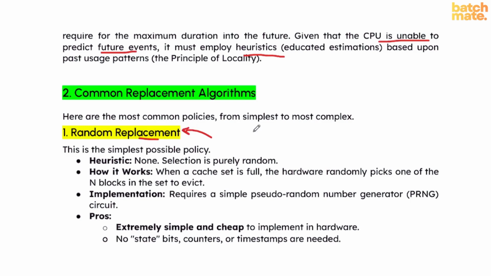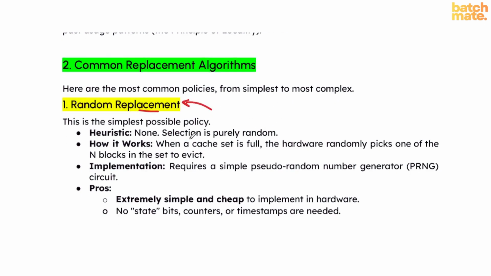Random replacement. What is the heuristic here? None. Selection is purely random. Pure chaos. So, how does it work? The hardware basically flips a coin or rolls a dice. Eeny, meeny, miny, moe. Block B, get out. Yes, seriously. When a cache set is full, the hardware randomly picks one of the n blocks in the set to evict. And it requires a simple pseudo-random number generator or PLRU circuit.